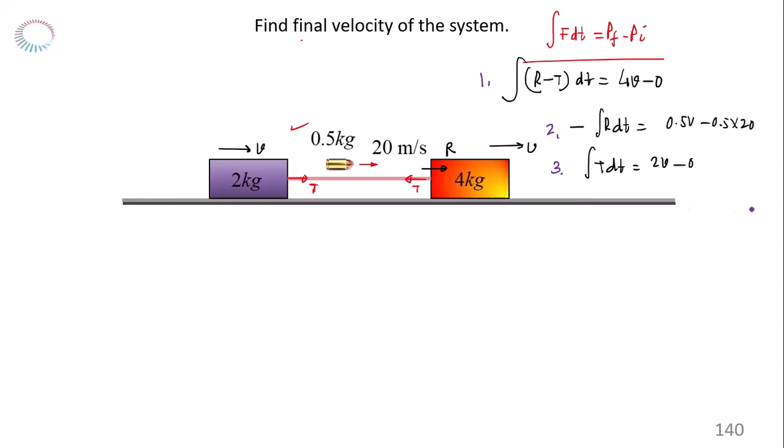Now once I add all these 3 equations, then what happens? This minus that is plus R will cancel out. This minus T plus T will cancel out. So on the left hand side, that number will be equal to 0. That should be equal to how much?